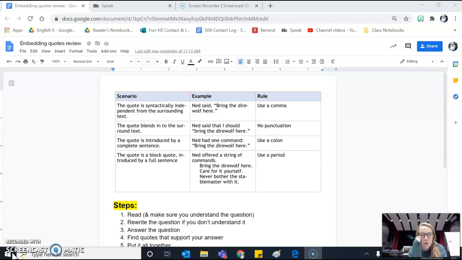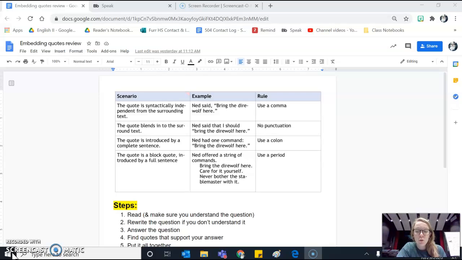All right, guys, so I'm going to review how to embed quotes into your writing and give you an example, and then you are going to go ahead and do it with 5 questions over the second marking period. So I just wanted to review when you needed to use a comma, so we're going to go over this top graphic, which should be in your notebook.